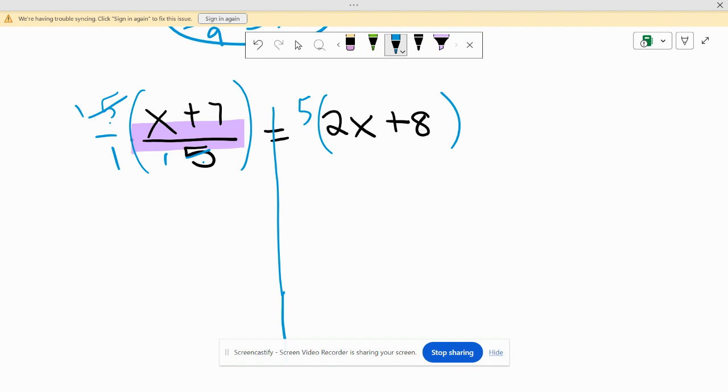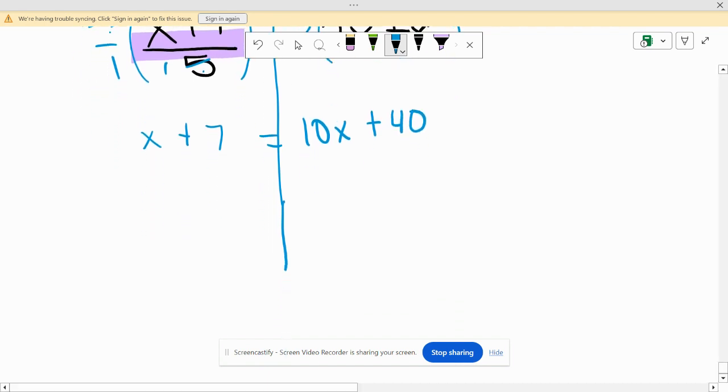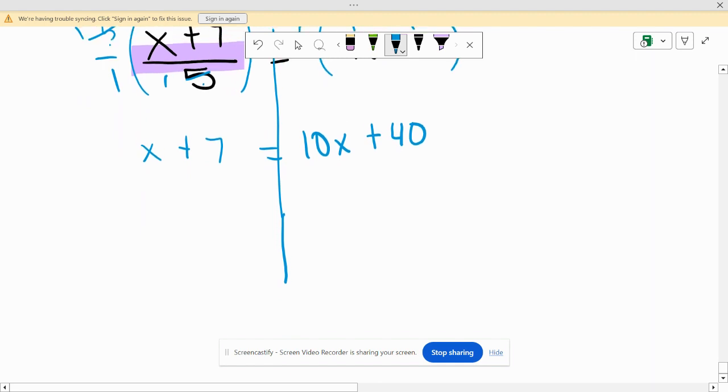And I'm left with x plus 7 equals, and I'm going to distribute this 5 to both terms, because it's two terms. They're separated by this plus sign here. So this was all one term because it was connected through the fraction bar. All right, so now here I have 10x plus 40.